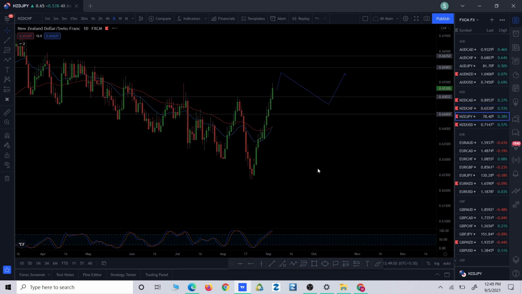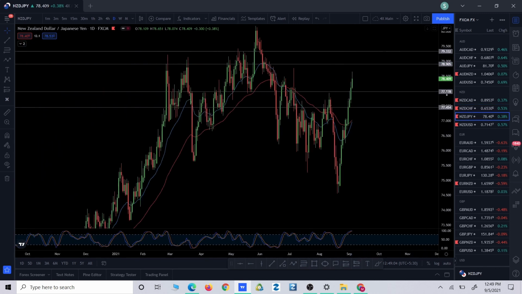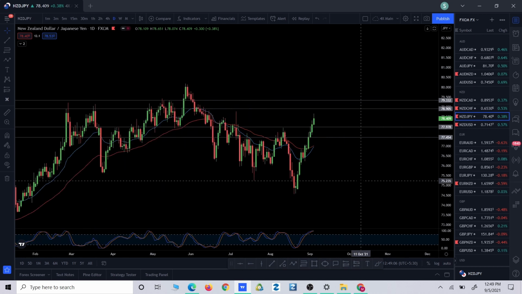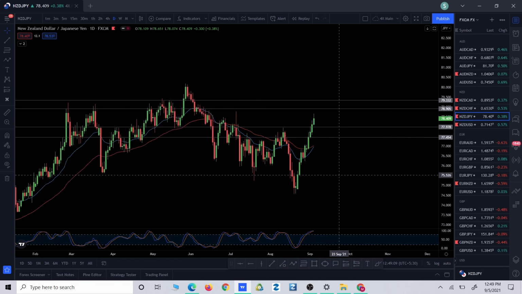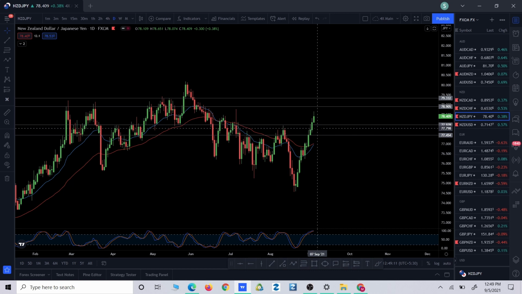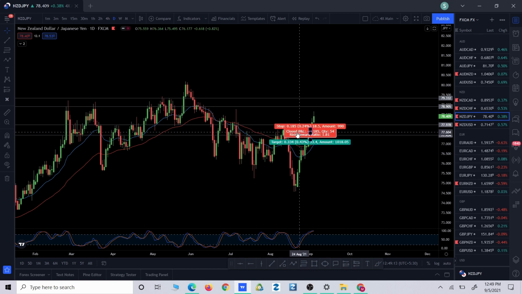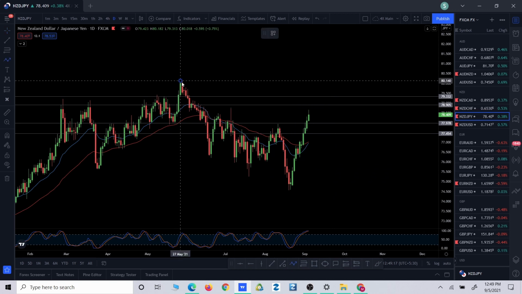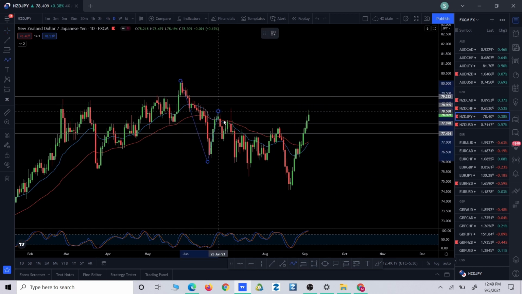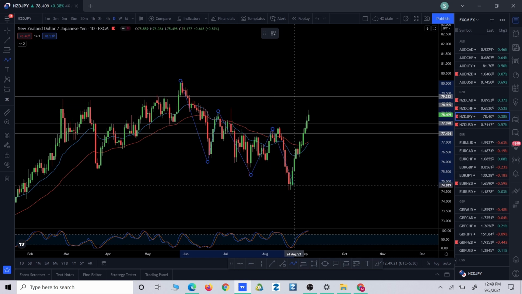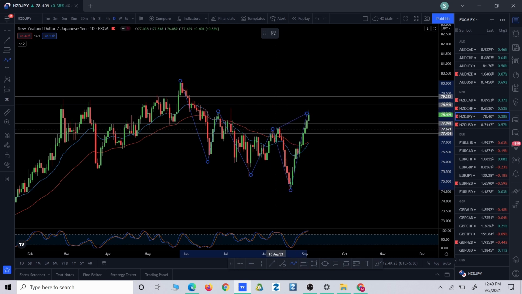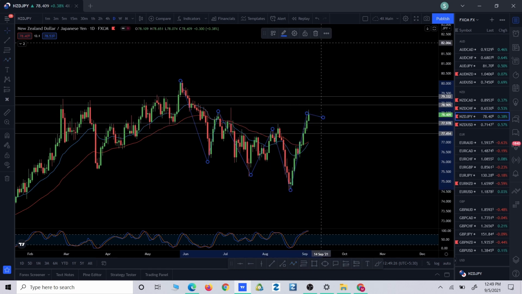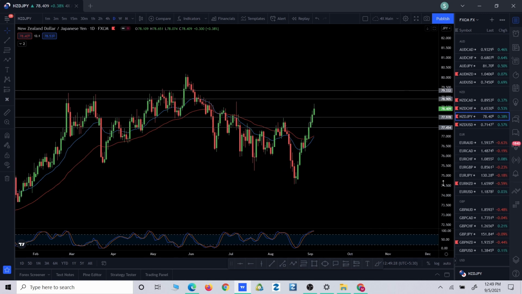So next we are going to talk about New Zealand JPY. New Zealand JPY, as we can see, the price was in a consistent downtrend, making lower lows and lower highs. Recently, the price has broken and closed above the previous high. So if we check its lower low, lower high, lower low, lower high, lower low, and right now the price broke and closed above the previous high. So we can expect the beginning of a new uptrend here.